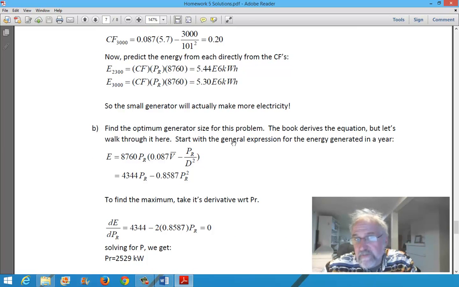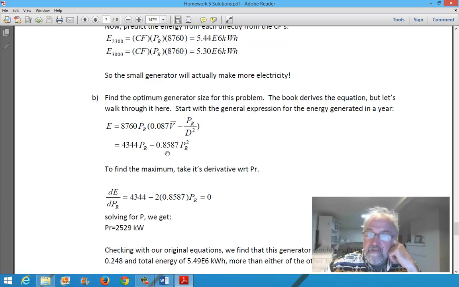What is the best design for this site? What's the best generator size, at least? Well, you can find that out. The book walks through this derivation. I thought I'd do it here just because it was kind of fun to do.